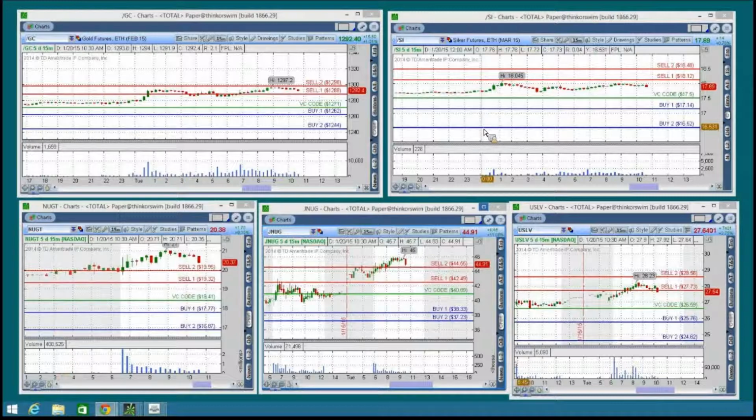The ideal places that we want to buy is into the B1 or B2 levels that you see here on the daily codes. When you get the daily codes, the ideal highest probability levels to buy basically is into that B1 or B2 level. So for the time being, we have taken profits up into these resistance levels that you see here of sell 1 and sell 2 on ETFs like Nugget, JNUG, USLV, gold and silver in the futures markets. And we are on the sidelines basically maintaining a position that the market is going to correct into these levels that we will use to add.